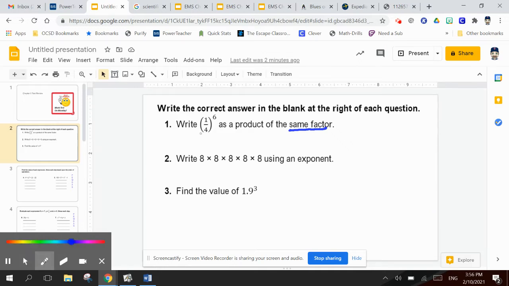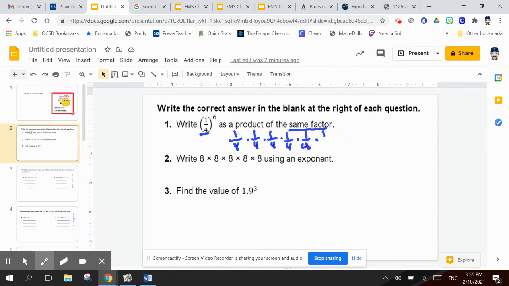As I go through, 1/4 is my base number, so I'm going to multiply 1/4 times 1/4 times 1/4 times 1/4 times 1/4 times 1/4. 1/4 is my base number, that's the number I'm multiplying. The 6 is my exponent, that's how many times I have to multiply that. So there's my answer: 1/4 to the power 6 as a product of the same factor.